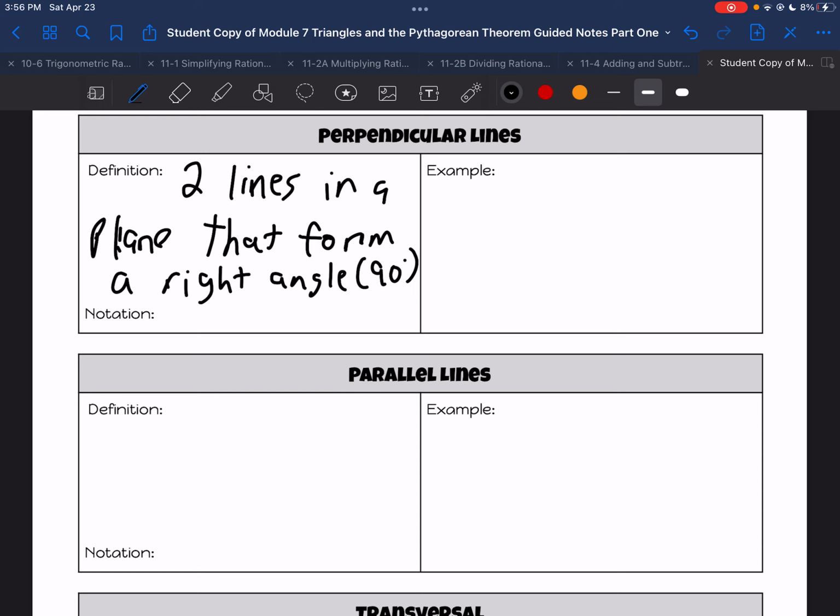There are two ways that we show perpendicular lines. So this is a symbol. It's kind of an upside down T that tells us that we have two lines that are going to be perpendicular. And then the other one I'll show you on our example. So we have a line, we have an angle, and we have this little symbol right here. That is another example of a perpendicular line. Another symbol for it.